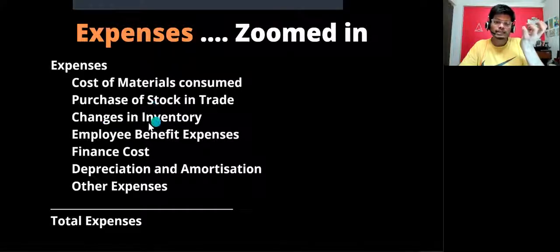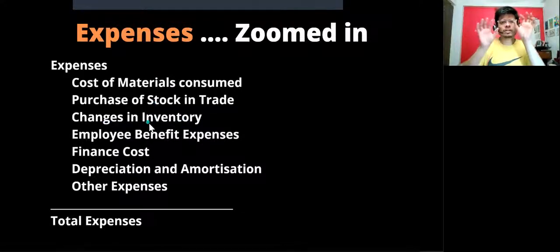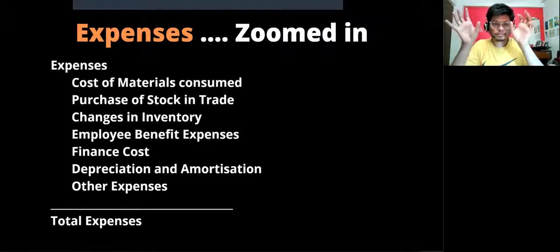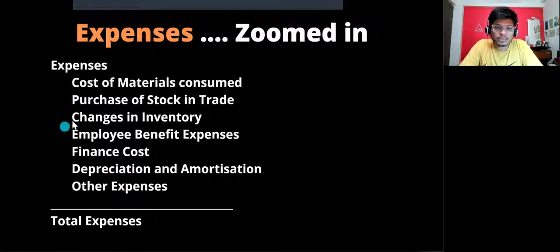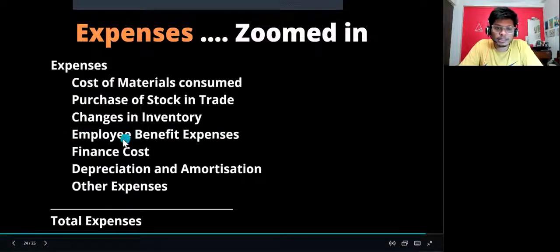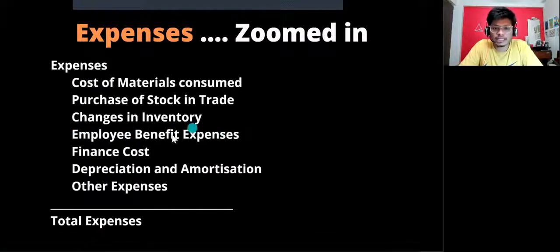Okay, and then changes in inventory. Changes in inventory is basically closing stock minus opening stock. So these three things deal with inventory: cost of material, purchase of stock, and changes in inventory. Got it? Then comes employee benefit expenses. Employee benefit expenses could be salaries, could be other expenses for the employees. Those are employee benefit expenses.